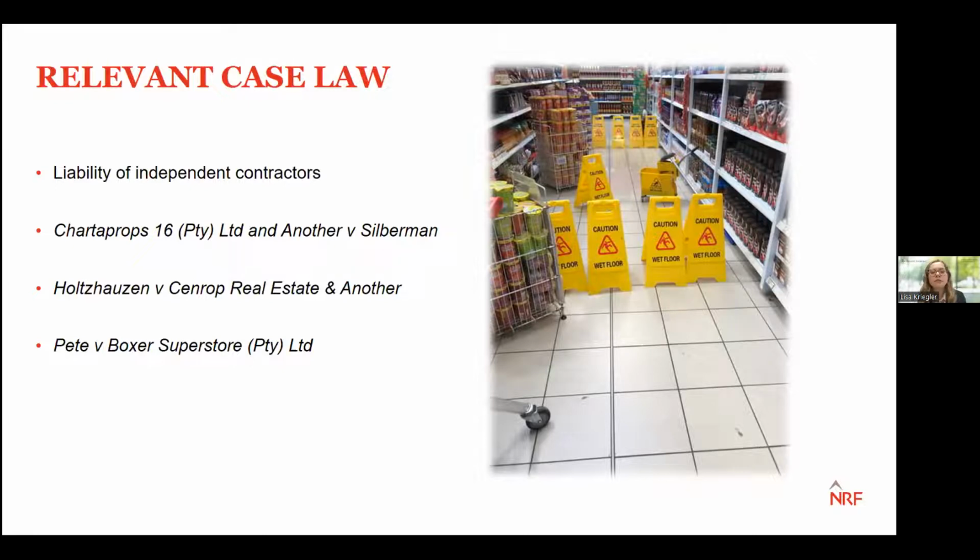So the next case is the Pete v. Boxer case. This does not actually involve an independent contractor, but it highlights the duties placed on a shop owner where their employees' conduct contributed to someone's loss. In this case, the plaintiff slipped and fell at the defendant's shop due to cake flour that had been spilled on the floor by one of the shop's employees. The plaintiff alleged the shop had a legal duty to ensure that the store was safe and free from any danger that could pose a risk to the public.